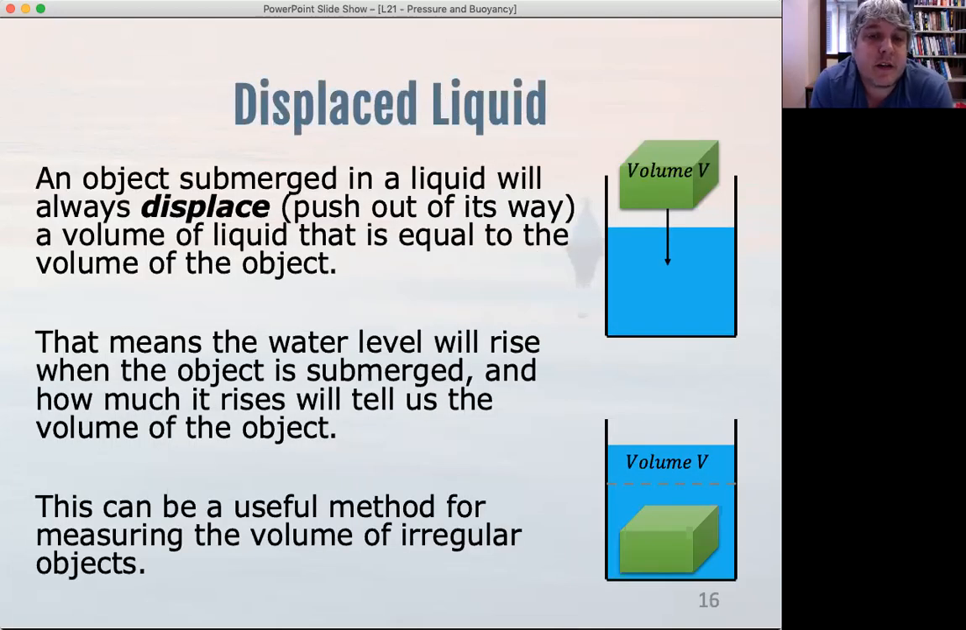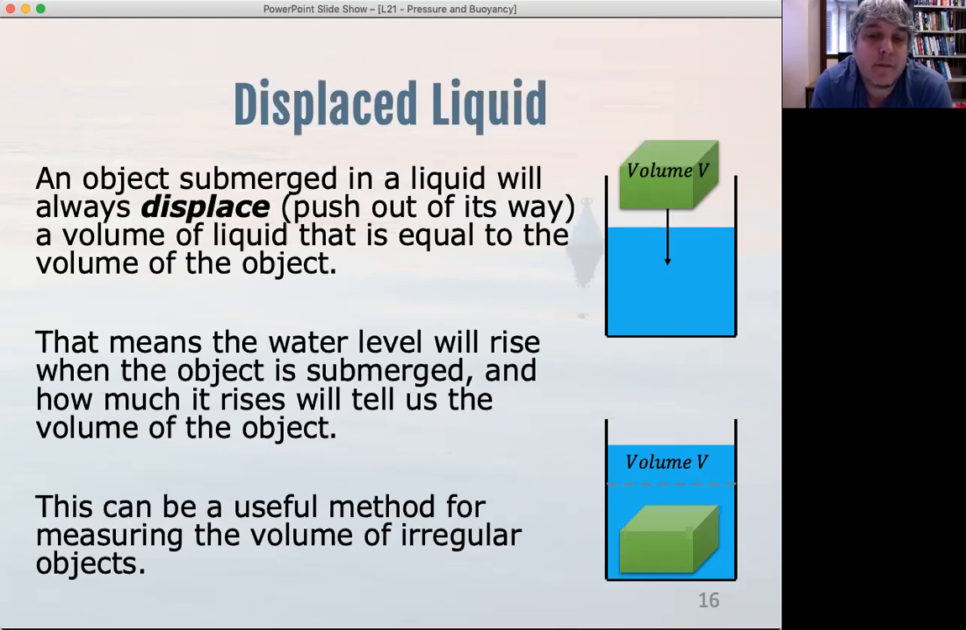If we take an object and we submerge it, so here we've got a green block, we stick it underwater, the volume of that water will increase, or it will appear to increase, and that's because we've got the same volume of water, but now it's got to make an empty space big enough for that green block to occupy. And so that extra volume of water goes up above where it was originally. So the water level will rise. The amount it rises must be exactly the same as the volume of the object. That's the only thing that makes any sense.